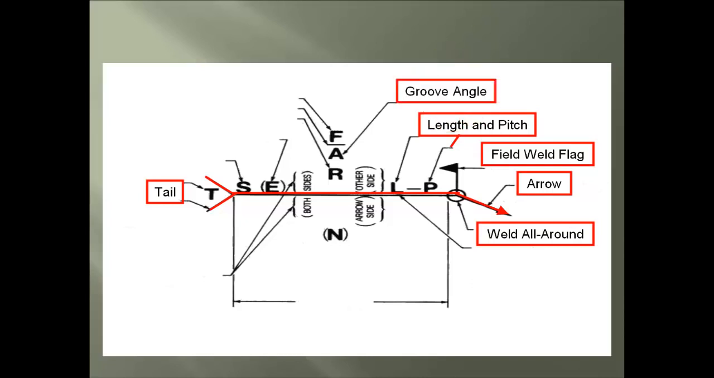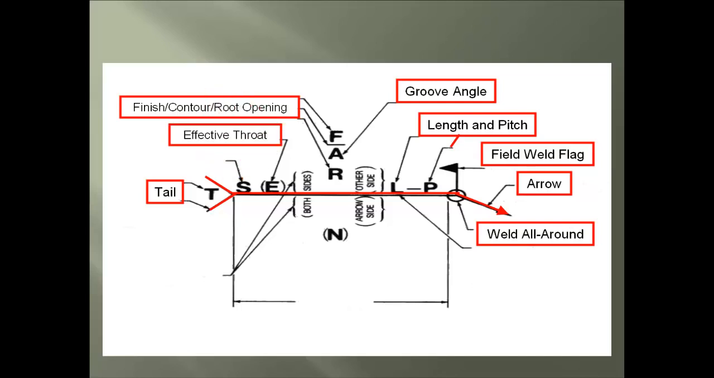Moving up the symbol, we have an A, which will have a degree number for the groove angle required. Now we have three different notations. First, the F will have a symbol for the finish of the weld face. Second, the line will have a symbol for the finish contour of the weld face. And the third notation, which is the R, will have a fraction number for the root opening.